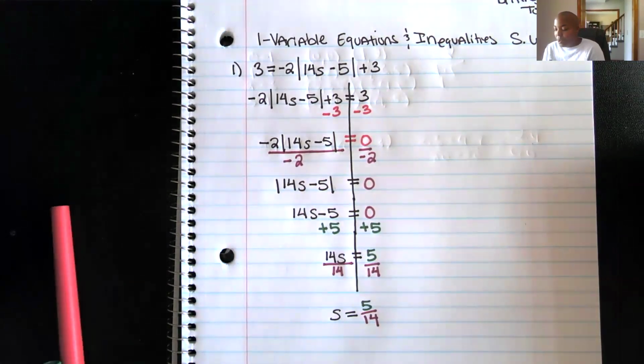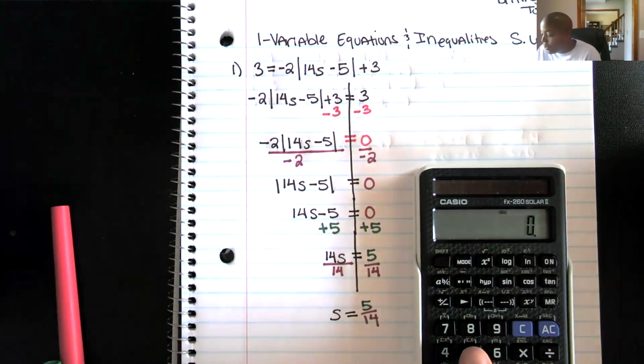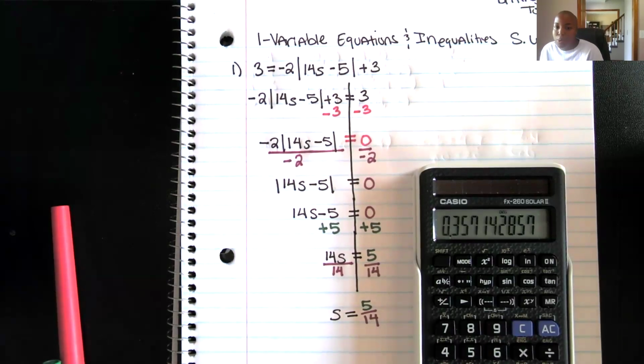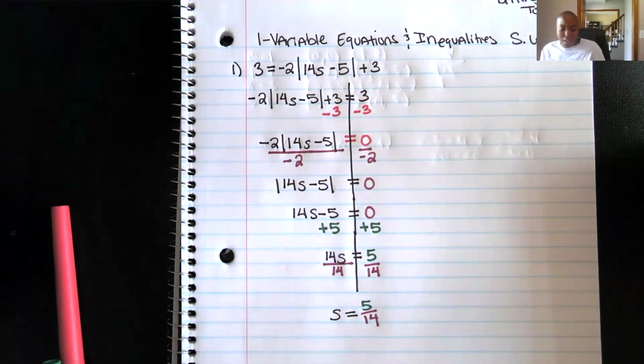I didn't say write it as a decimal or a fraction, so we'll leave it like that. If we wanted it as a decimal, we just do 5 divided by 14, and that gives us that number, 0.357. But please leave it as a fraction.